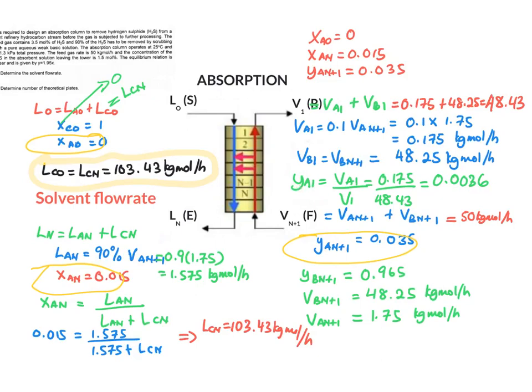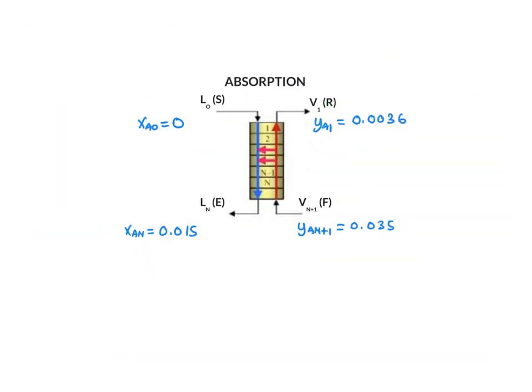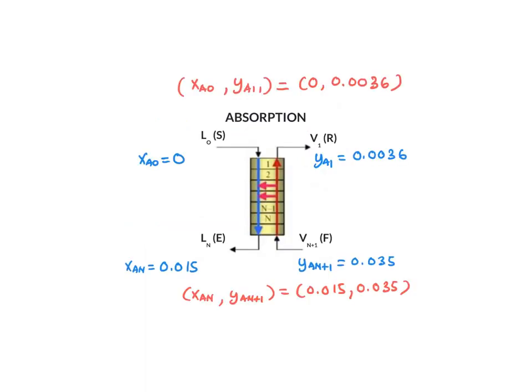So now, the data that we have is complete. We have two coordinates. One is from the bottom of the column, and another one comes from the top of the column. This is to simplify the values that we have in order to calculate the number of trays or stages graphically. So we need these two coordinates. The bottom of the column consists of XAN, YAN plus 1, and the top of the column is XA0 and YA1.